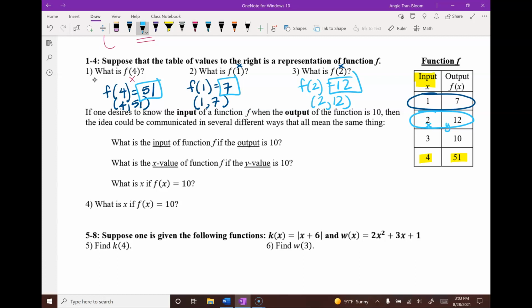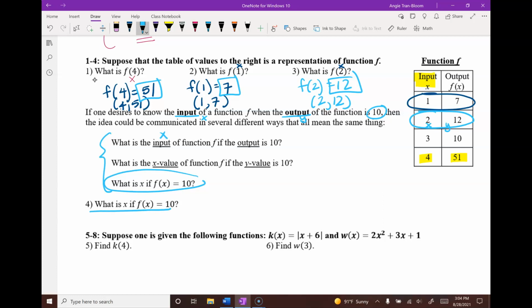If one desires to know the input of a function f when the output of the function is 10, remember input is x, output is y. So we now know the y value is 10. Then the idea could be communicated in several different ways as well that all mean the same thing. What is the input, which is again x, of the function f if the output is 10? Another way is, what is the x value of function f if the y value is 10? What is x if f of x is 10? As you can see, the first two ways are a bit longer to say. In mathematics, usually we use this third way, which let's answer as example 4.